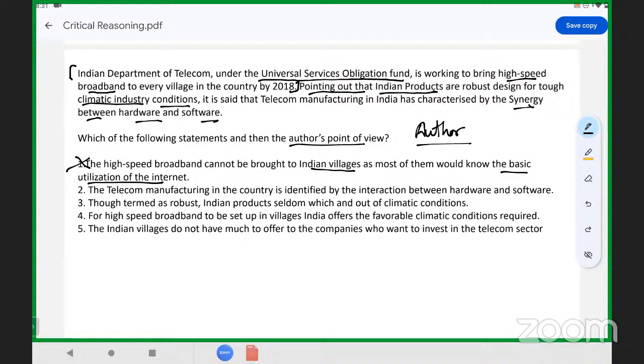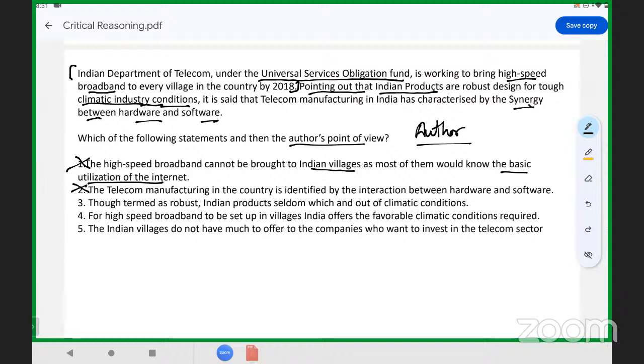Point number two, the telecom manufacturing in the country is identified by the interaction between hardware and software. Okay, so it is not only because of the interaction between hardware and software, but it is because of the climatic industry conditions as well, which are taken into consideration. So this is not the only case that we are looking for.